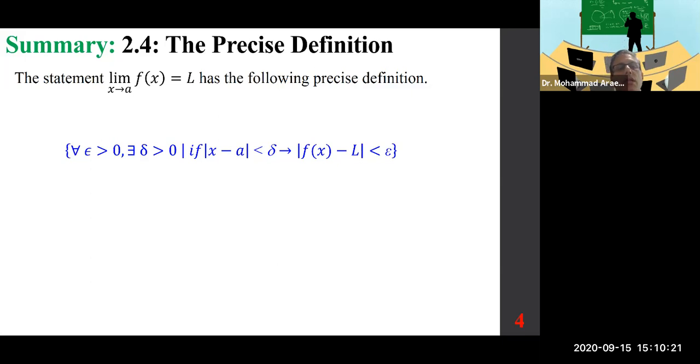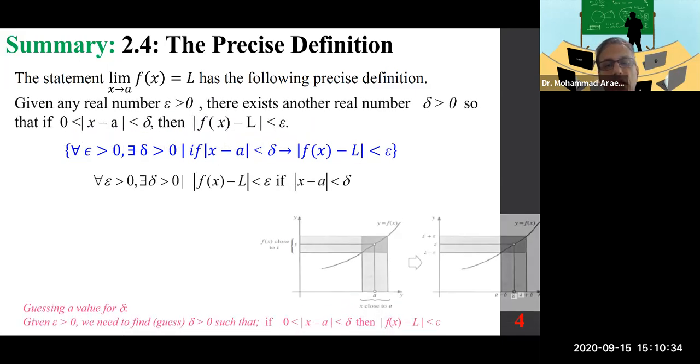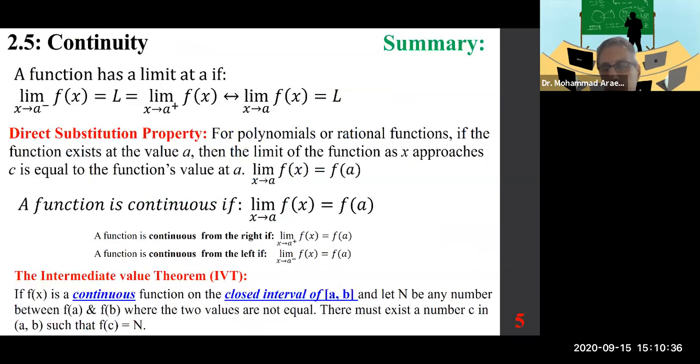Whatever epsilon larger than 0, there is delta larger than 0, such that if absolute value of x minus a is less than delta, then absolute value of f of x minus a is less than epsilon. So that's something we have seen, nothing brand new, and we are going to move on. Here's the summary of continuity, class. The shortest version I can tell you is that there are two things you need to do.